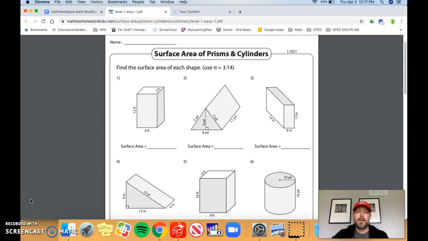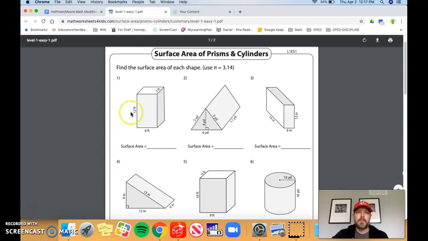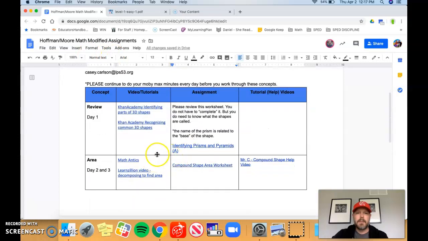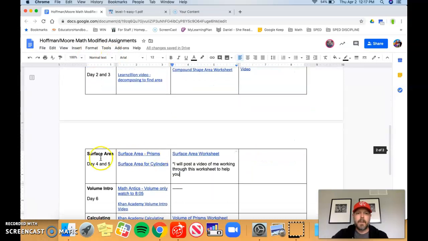Hey students, I wanted to work through some of these problems from this worksheet, and where you find this worksheet is on that Hoffman-Moore Math Modified Assignments, right here under the surface area. And again, there's a couple videos here that you should watch first before attempting this worksheet. It helps describe it, helps you understand it, and then I'm going to work through this worksheet that's posted here.